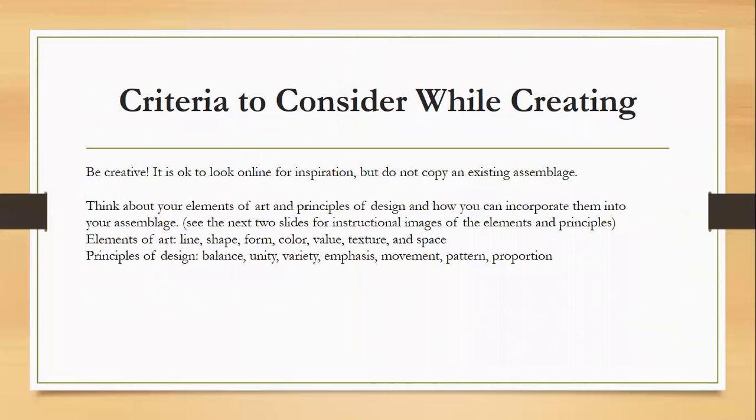All right, so these are some criteria to consider while you're creating your assemblage. Be really creative. It's okay to look online for inspiration, but you don't want to copy someone else's idea. When you're creating your assemblage, think about your elements of art and principles of design. The elements of art are line, shape, form, color, value, texture, and space. The principles of design are balance, unity, variety, emphasis, movement, pattern, and proportion.